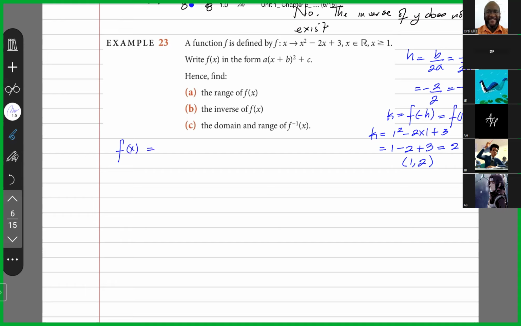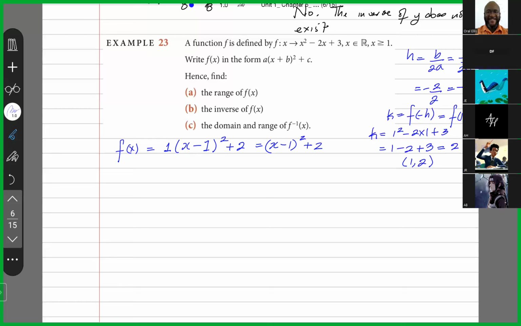is actually A, which is 1, times x plus H, which is what? Minus 1. So we wouldn't say plus H, it would just be minus 1. Plus H is plus minus 1, which is minus 1, squared, plus K, which is what? 2. So essentially, this is x minus 1 squared plus 2. We got it in that form.